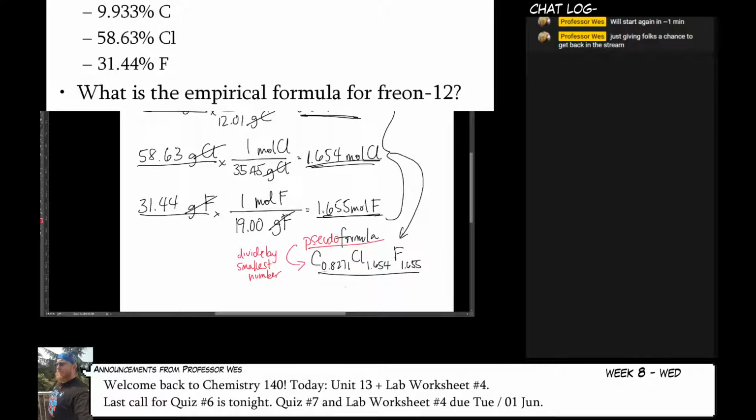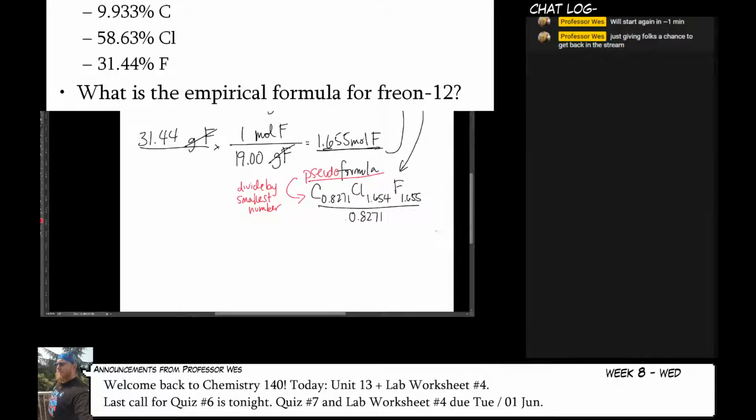We're going to divide by the smallest number. That's this number right here, 0.8271. And when we do that, we'll get the actual empirical formula. So the first one is C. C, 0.8271 divided by 0.8271 is just 1. Cl, 1.654 divided by 0.8271 is 1.9997. That's real darn close to 2.